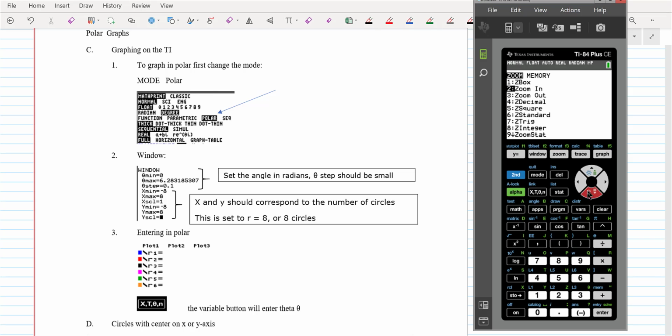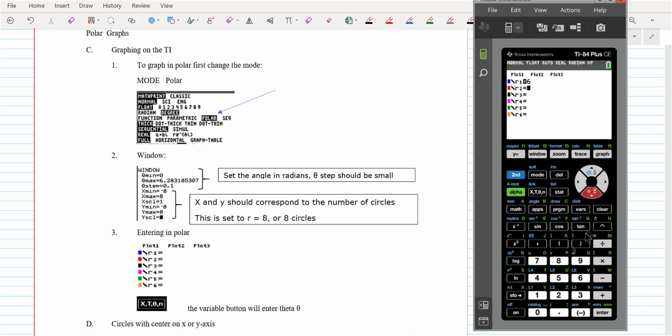If you go Zoom Square, option 5, then it makes it look the way it's supposed to. The standard default on these calculators is to have the x-axis stretched out a little wider. So Zoom Square is the way it really looks. That's it, okay?